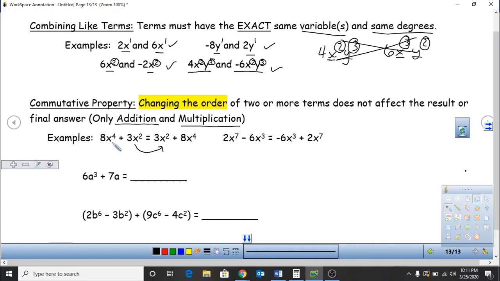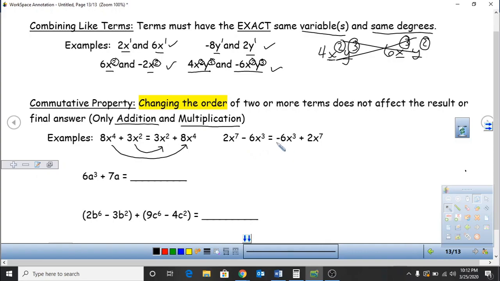And all I did was I took this 3x squared and I moved it from the back to the front, and I took this 8x to the power of 4 and moved it to the back. All I did was change the order, or you could say I rearranged it, all right? But notice how I didn't change anything about these. The 3 still stayed with the x squared, and the 8 still stayed with the x to the power of 4. So as long as I keep the values similar and I don't change anything, I am allowed to rearrange under the commutative property, all right?